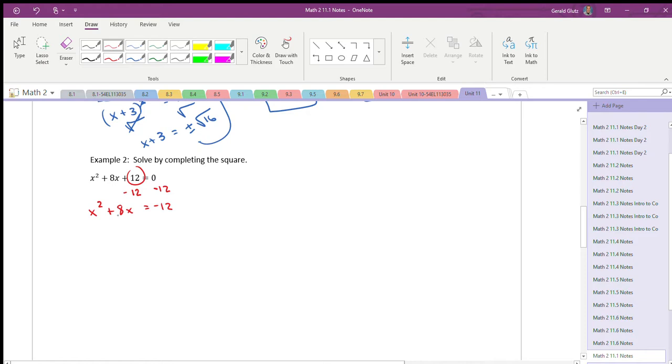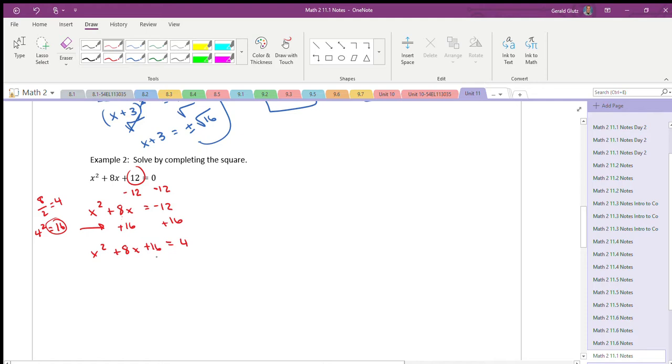Next, take half of b. So b divided by 2 is 4. Then square that, and we get 16. This is the number that I'm going to add to both sides. So I add 16 on both sides. That is the number that will make the left side a perfect square. So x squared plus 8x plus 16 is equal to -12 plus 16, which is 4.